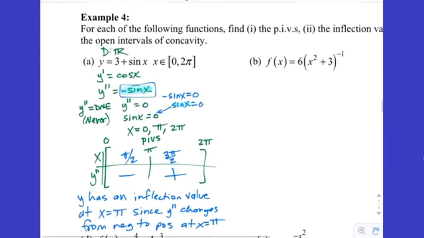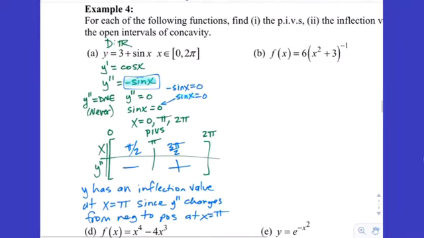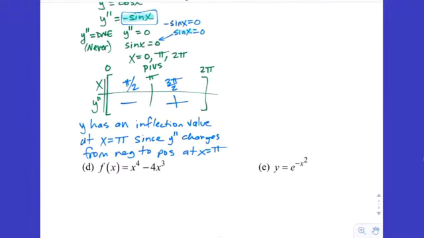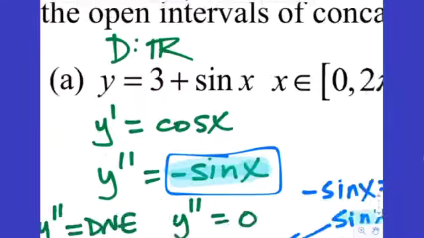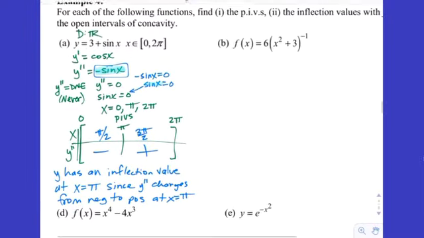Now, real quickly, did it ask you for the inflection points? So it didn't ask for the inflection points. If it asks for the inflection points, you need the Y value as well, which you can get by plugging back into the original. All right, so that takes care of that question.